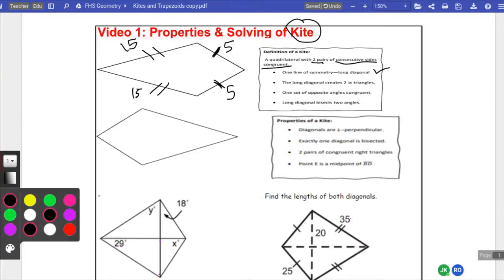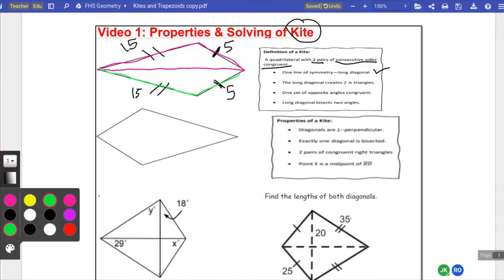What does that mean? The longest diagonal goes from this corner, travels all the way through the middle, to the opposite corner right there. That's the longest diagonal. We said it's a line of symmetry, meaning I have two triangles now. I'm looking at the top triangle right here, and then the second triangle right here. It's a mirror, a complete reflection of one another.